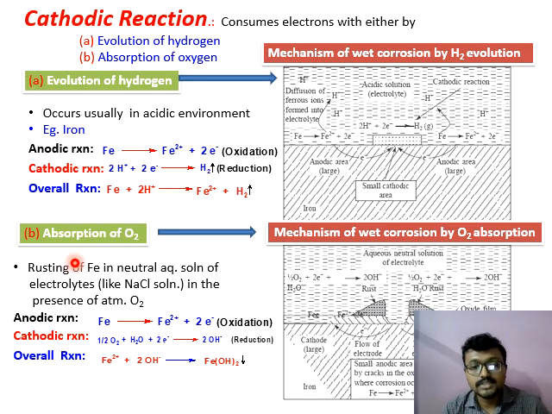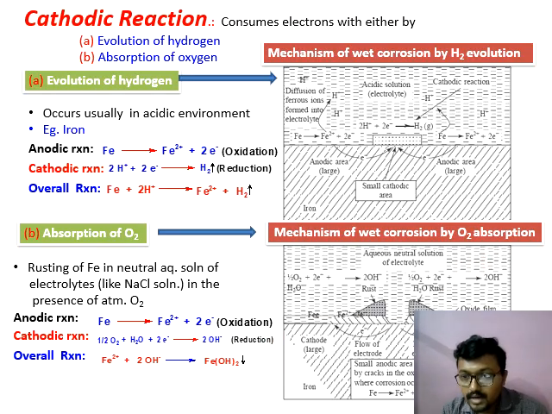And absorption of oxygen, and there is some dissolved oxygen in solution. Now this oxygen will take two electrons, forming hydroxide, right? This hydroxide formation is an oxygen absorption reaction, right? So the overall reaction is iron 2 plus in the presence of oxygen forming hydroxide, 2 OH minus, giving Fe(OH)2.